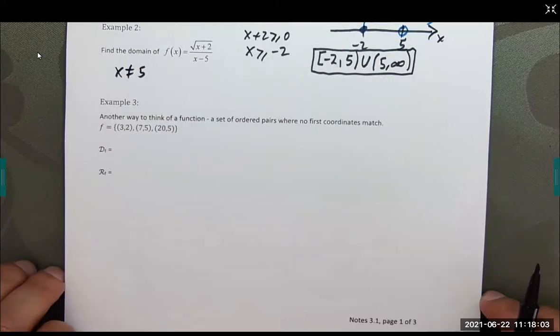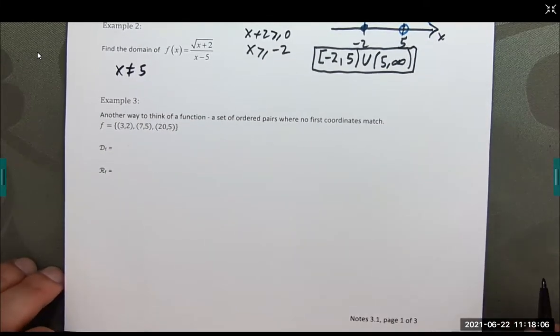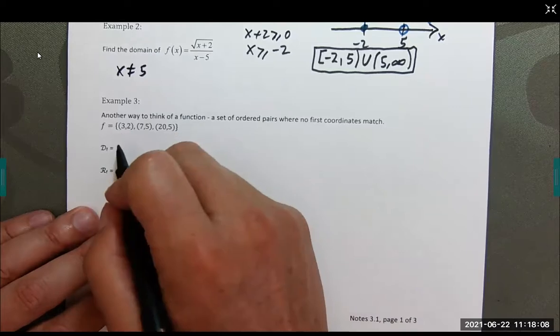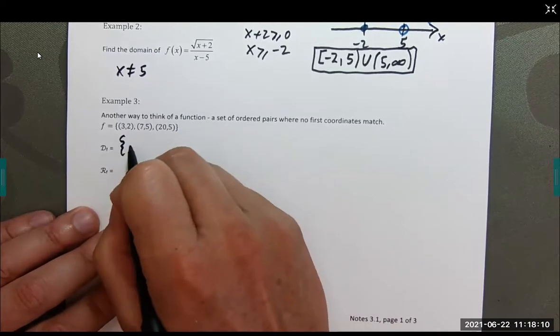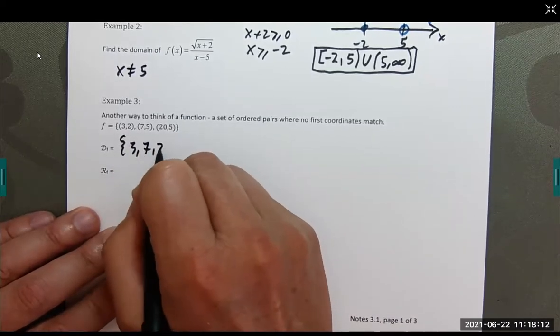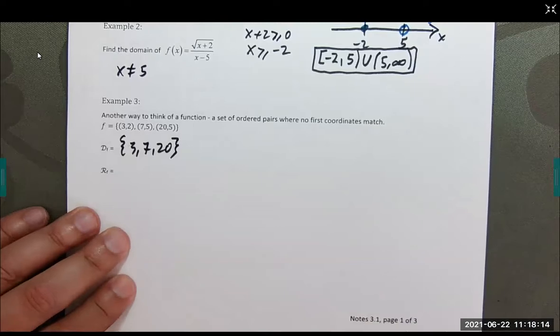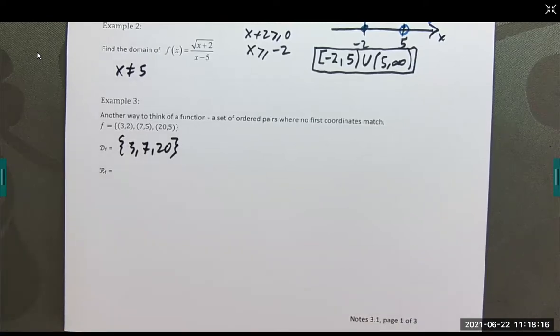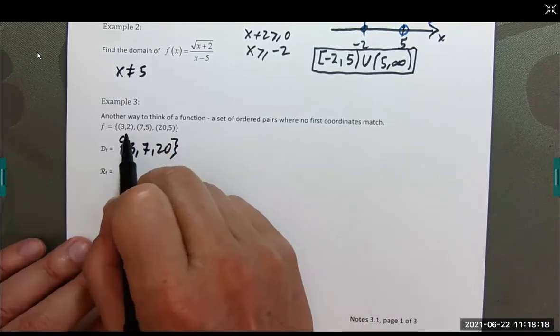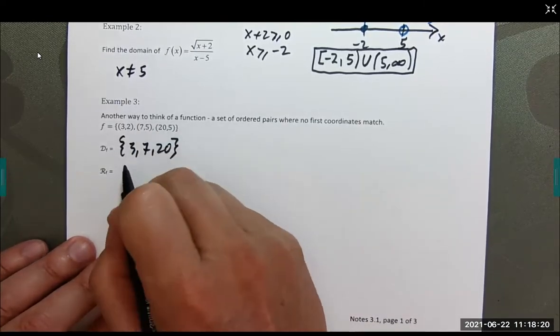All right, example 3. Let's find the domain. Here we have a discrete function. And the domain in this case is going to be 3, 7, and 20, meaning it's the X values. The range in this case is 2 and 5. We don't need to repeat the 5 a second time.